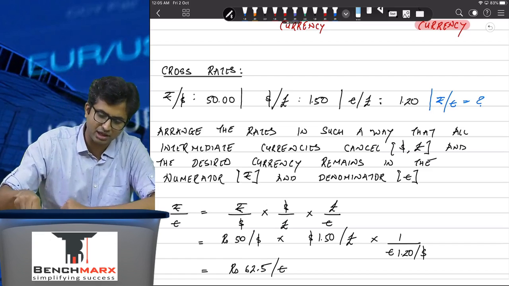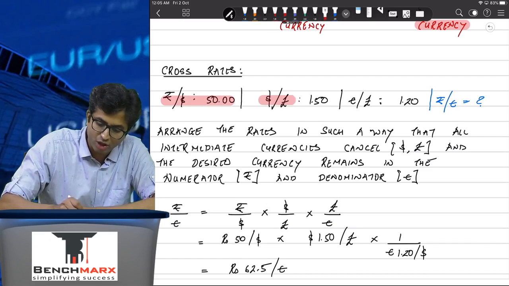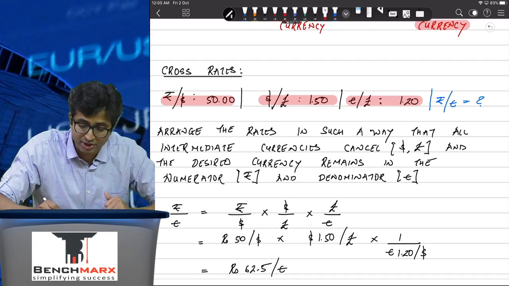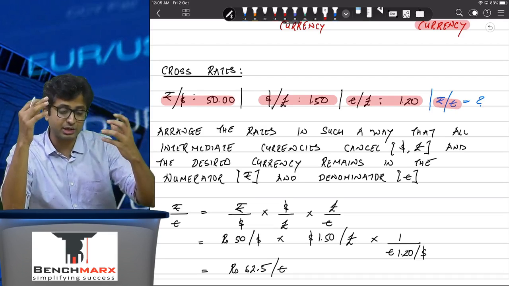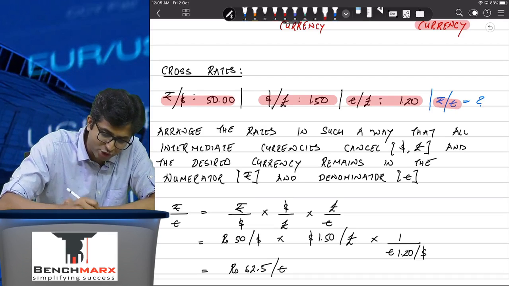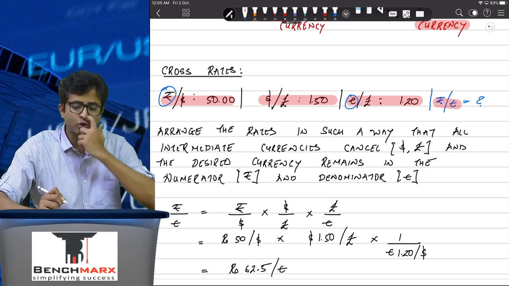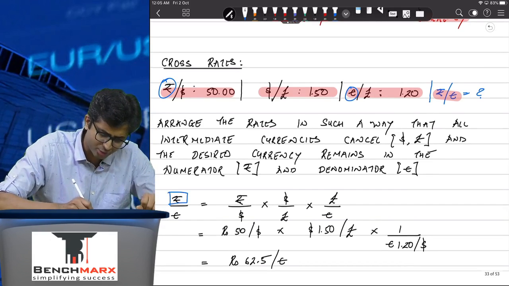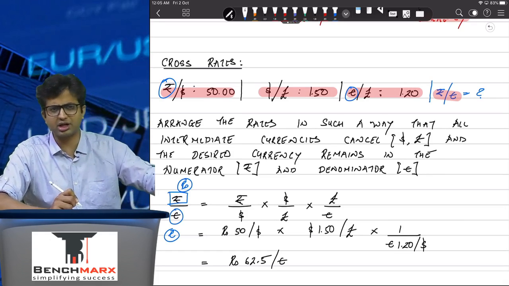For example, we have taken a numerical over here to understand. So let us say you have rupee per dollar, you then have dollar per pound, and these are all symbols given, and you have euros per pound. However, what you actually want to find is rupees per euro. Now, there are certain intermediate currencies. You want rupees, the rupees is over here, and you also want euro, and the euro is over here. Well, you have to arrange the quotes in such a way that rupees ultimately comes in the numerator. As you can see over here, rupees comes in the numerator, and the euro comes in the denominator, and all the intermediate currencies cancel.